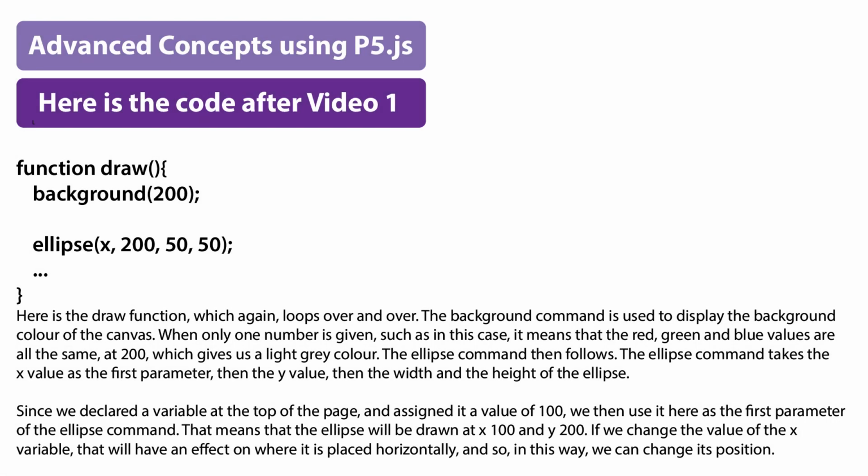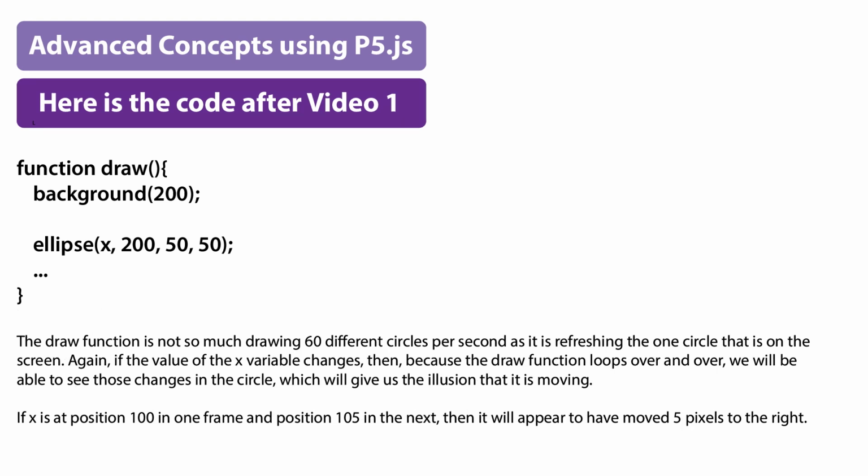So here we have the actual code. First, we have the background function, which takes one parameter for now, and it is 200. And then we have the ellipse command, which draws an ellipse or a circle to the screen. And so what's happening is that because the draw function loops over and over, the ellipse command is drawing the same circle over and over 60 times a second.